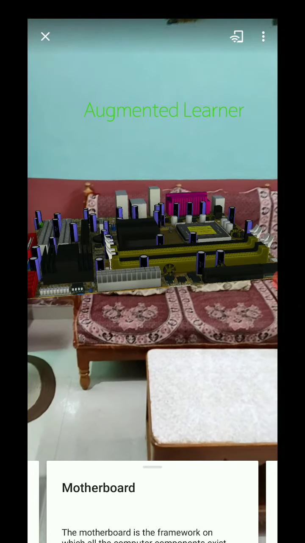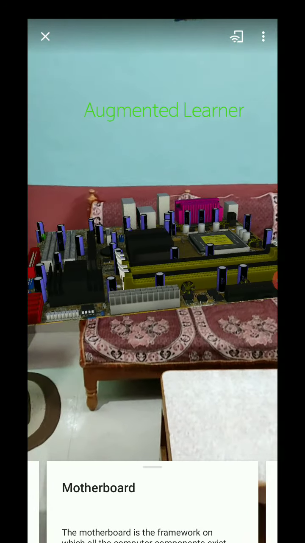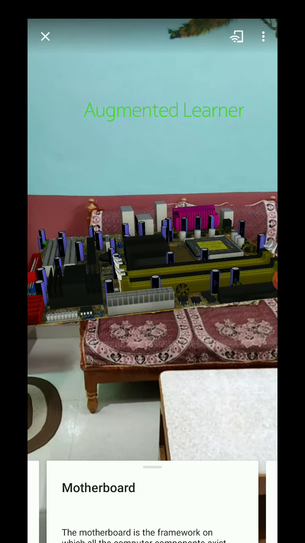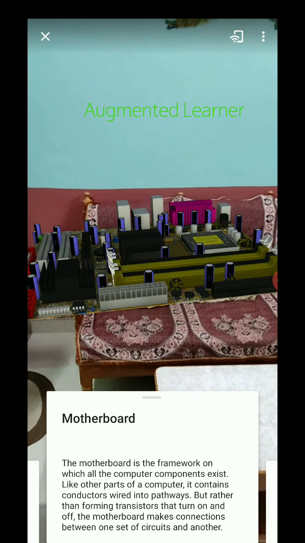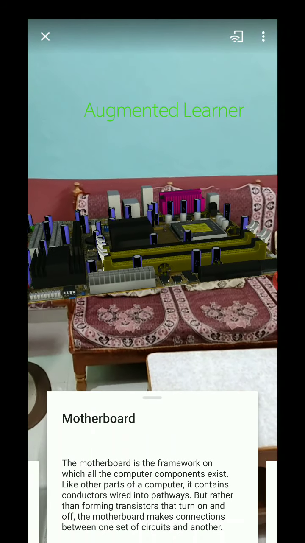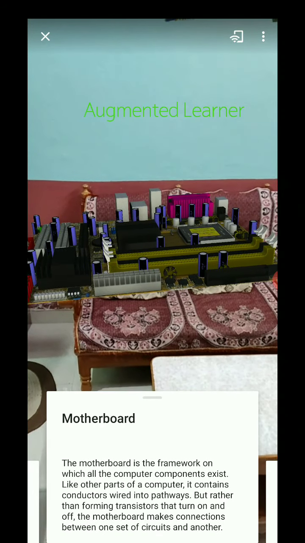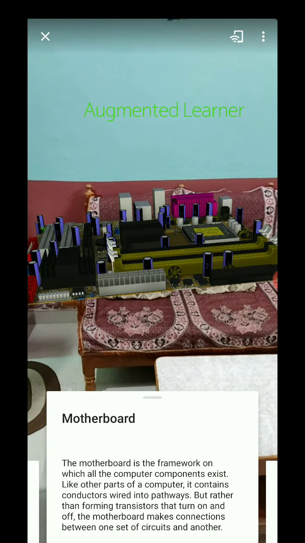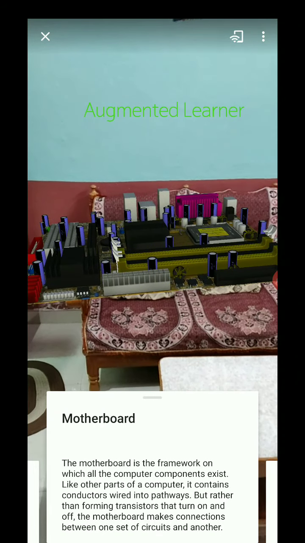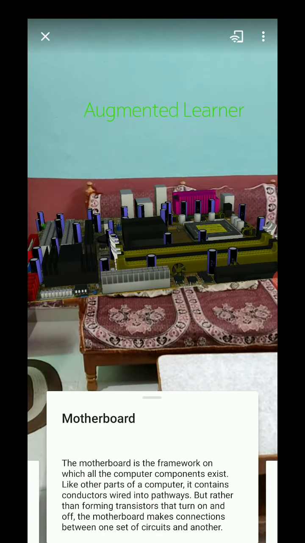This is the motherboard. The motherboard holds all the components inside the CPU. The motherboard is the framework on which all the computer components exist. Like other parts of the computer, it consists of conductors wired into pathways, but rather than forming resistors, they turn on and off. The motherboard makes connections between one set of circuits and another.